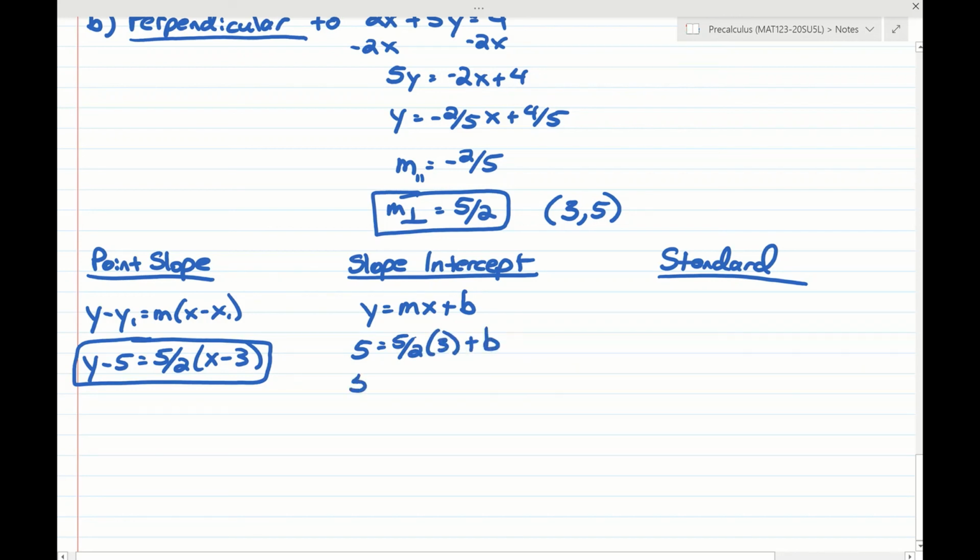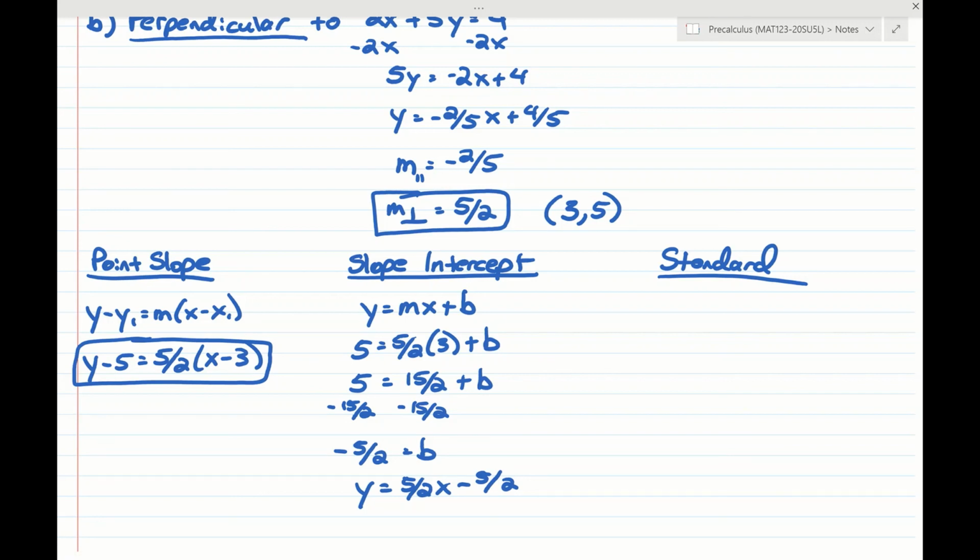So we get 5 is equal to 15 halves plus b. And 5 is really 10 halves. So if we're going to subtract 15 halves on both sides, 10 halves minus 15 halves is negative 5 halves. So in slope-intercept, our equation would be y is equal to 5 halves x minus 5 halves. So that's kind of interesting. We have the same slope and the y-intercept. Let's just make sure I did that right. 5 is really 10. 10 minus 15 halves is negative 5 halves. Yep.